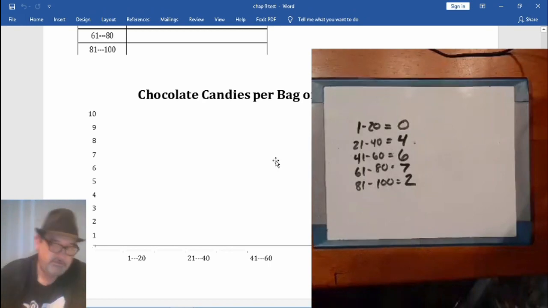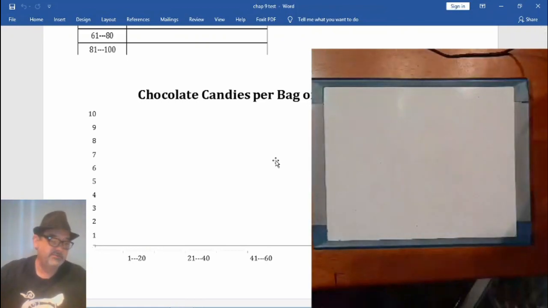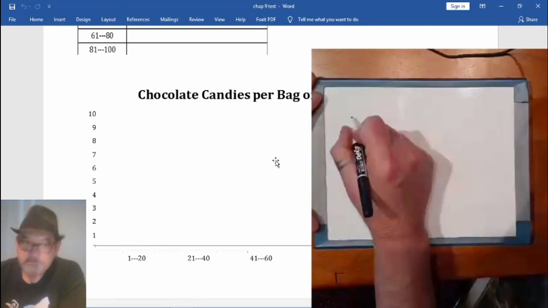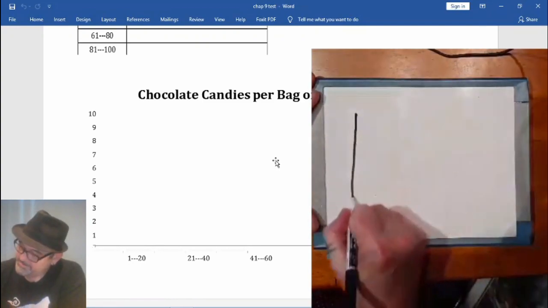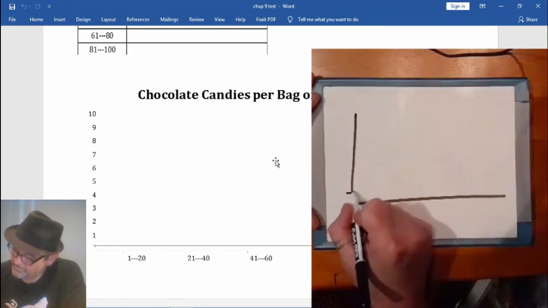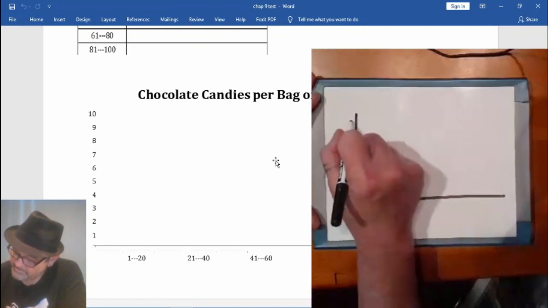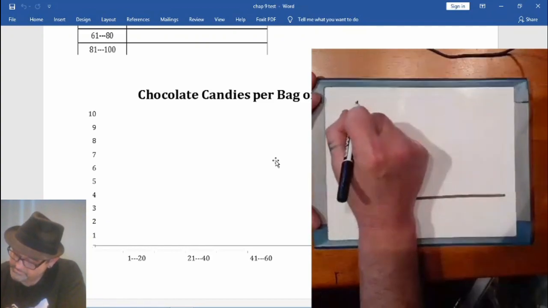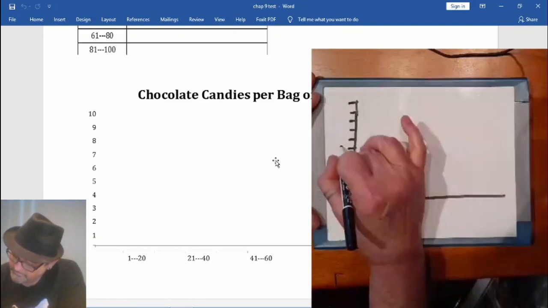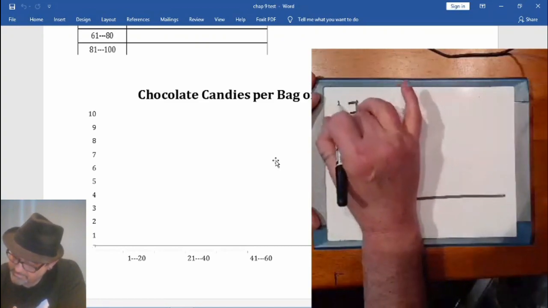Now we go down to here, and we have to draw our histogram, or box plot. Not box plot, bar graph. So you have your y-axis here, your x-axis here. On the y-axis, there's 10. 1, 2, 3, 4, 5, 6, 7, 8, 9. Oops, draw one more, and that's 10.